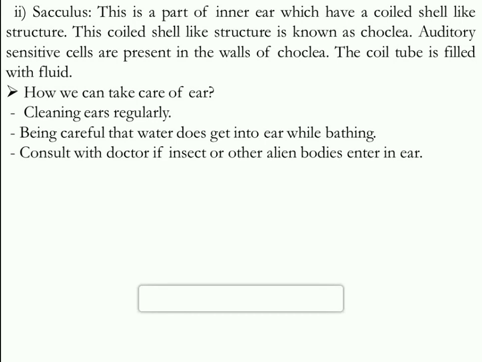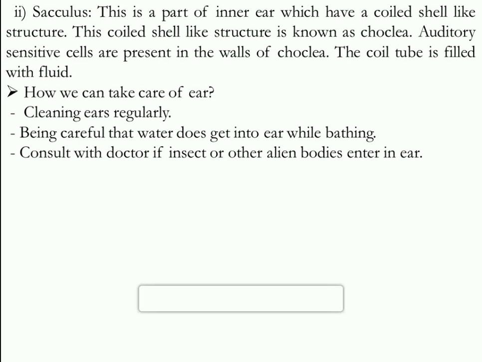Consult a doctor if an insect or other alien body enters the ear. I have mentioned alien bodies here because some insect-like things, whose names we don't know or which we haven't seen earlier, are unknown to us. That's why we mention alien bodies. So if an insect or something like that enters our ear, we have to consult a doctor on how to remove it or what treatment to take.